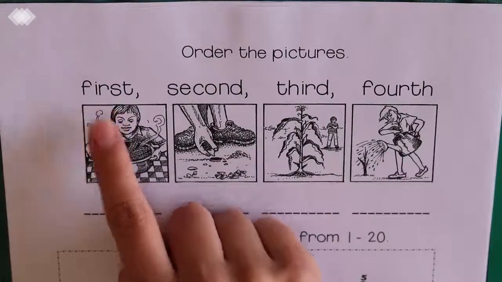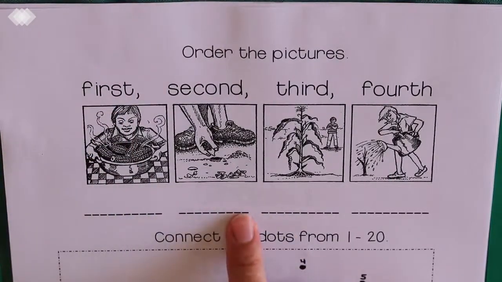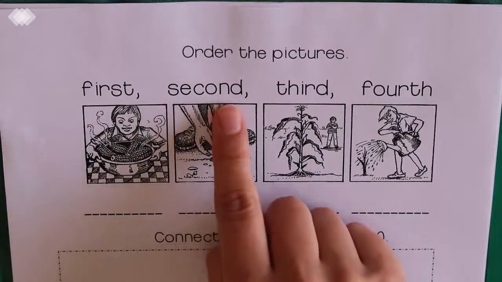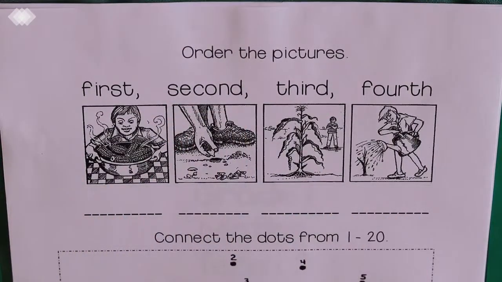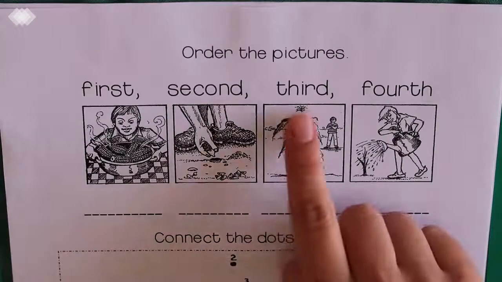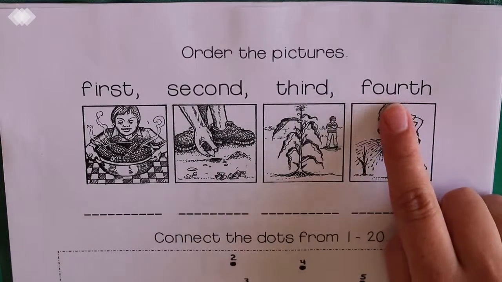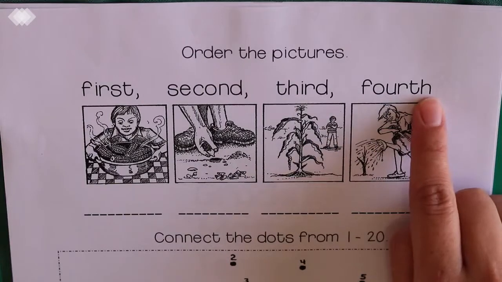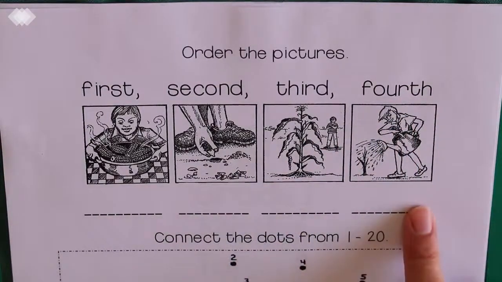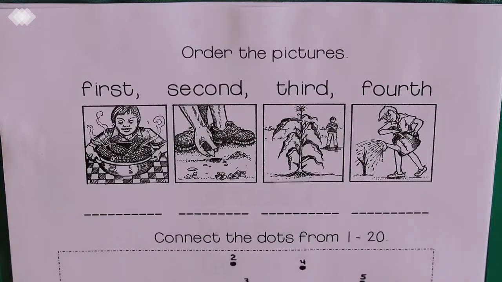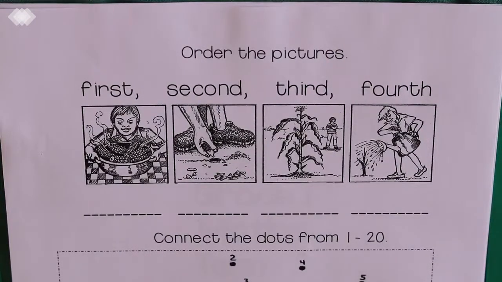You write the word first underneath the picture that comes first. Then have a look which one is second and write the word second underneath. Have a look which picture you think is third and write the word third underneath. And have a look which is the last picture in the story and you write the word fourth underneath. Okay, if you need some time to complete that, just quickly pause the video and write in your answers. Then we're going to move on.